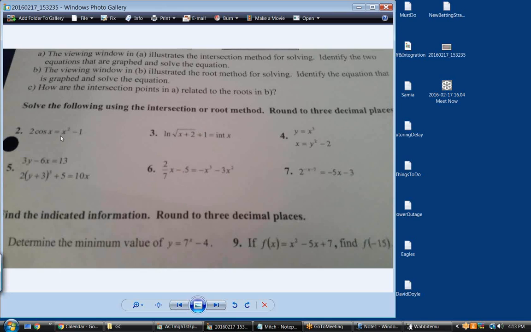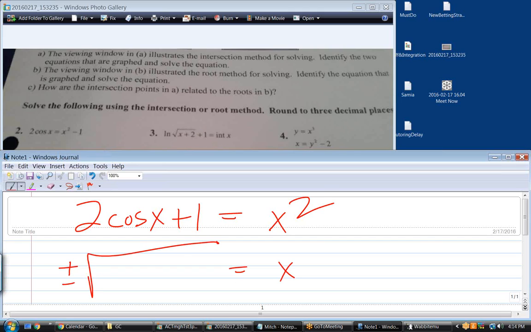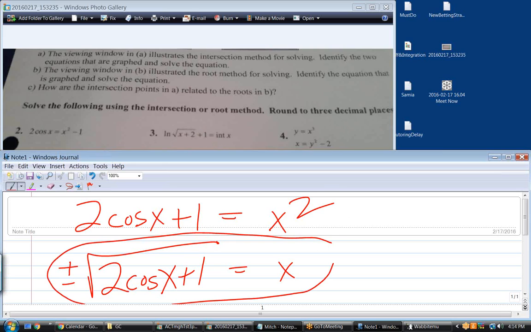All right, that makes sense. I guess you can, but it just would take way longer than plugging in. If I tried to solve the first one by an algebraic solution, I would have 2 cosine x plus 1 equals x squared. Take the square root of both sides, and I get... The problem is that I still don't have a way to come up with those numbers as to where those two intersect.